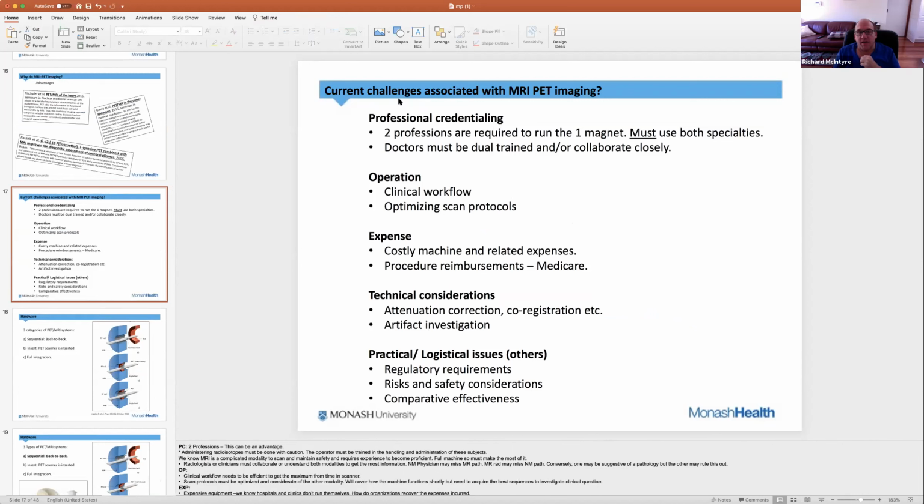Professional and credentials. Some of the challenges: we need two professions to run one PET MR magnet, and we must use both specialities. So we need radiographers, we need nuclear medicine technologists. We also need doctors that are trained to view both modalities. We can have separate doctors for the separate modalities, but it works a lot better if doctors are trained in MRI and trained in nuclear medicine and PET, which makes sense. Clinical workflow and optimizing scan protocols is important: how do we do it, and on what patients. We know the machine is very costly. We know we don't have any reimbursements in Medicare.